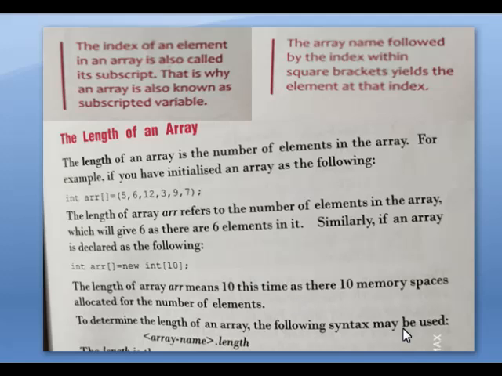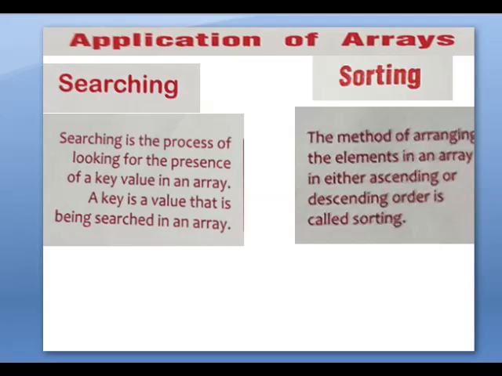Next, application of arrays. By using arrays, we can write so many applications. Here in your book there are two applications. The first one is searching and the next one is sorting. Searching means you are going to search for an element inside the array. Searching is the process of looking for the presence of a key value in an array. The key value is a value that is being searched in an array.